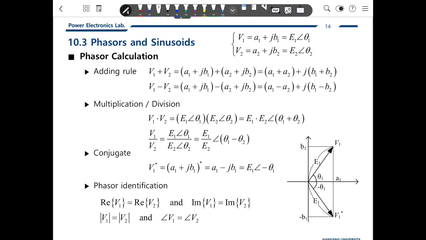So actually, after that, we will calculate the voltage and current with a Phasor. A Phasor is a complex number, so we need to know how to calculate with complex numbers. Phasor calculation is exactly the same as complex number calculation.